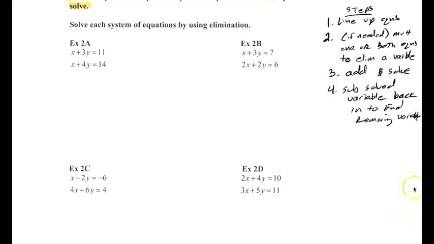First, we're going to line up the equations, which is again not a really big deal here. If needed, we're going to multiply by one or both of the equations. We're going to do that in a bit to eliminate a variable. Then we're just going to add and solve.